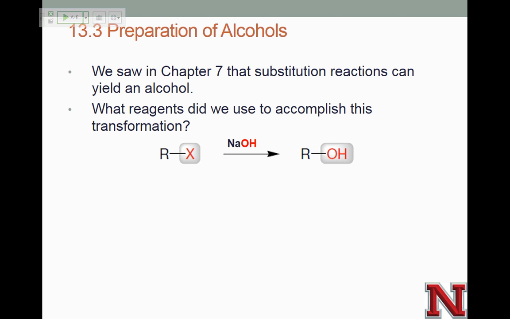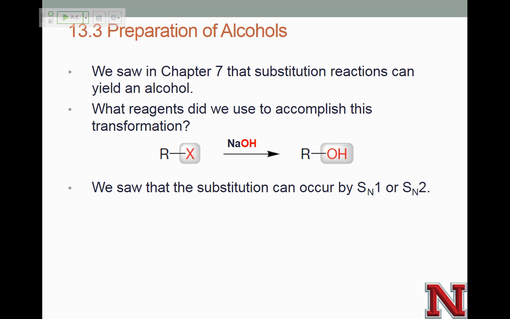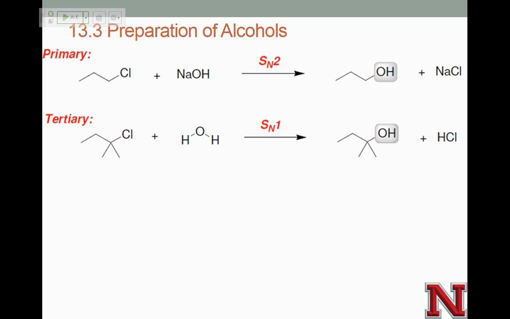In an SN2 type reaction, that would be by using sodium hydroxide, an OH negative. It's a very good nucleophile. If we are going through an SN1, we can use acid catalyzed hydration. We can use water. If it's primary, we need to go through an SN2, so then we'll use a strong base like sodium hydroxide. That's also a very strong nucleophile.